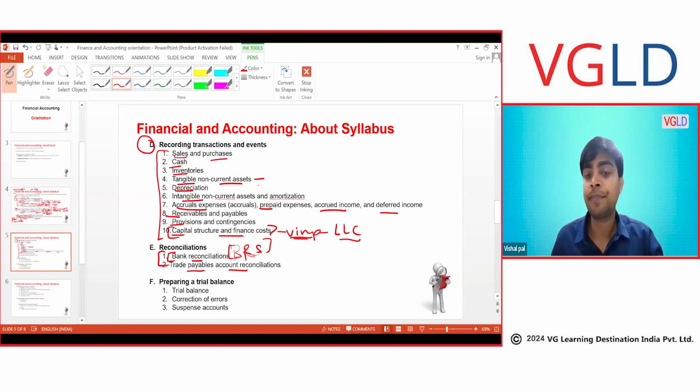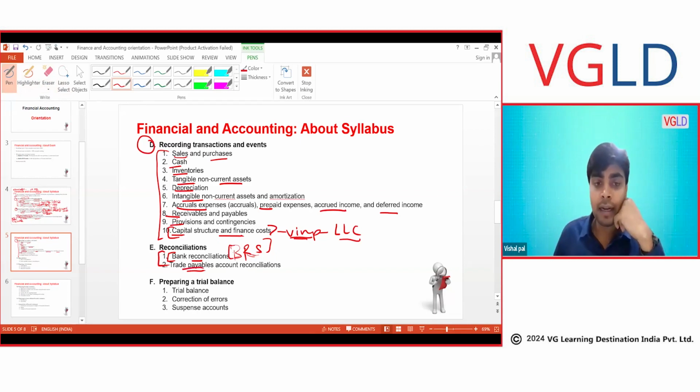Similarly, tangible, so these are very high demanding key concepts. If you have clarity about these concepts, you will definitely get some jobs. So please don't take them only as theoretical concepts. This will help in your career as well. So for bank reconciliation, you need to have a crystal clear understanding, especially those who are looking to start their jobs.